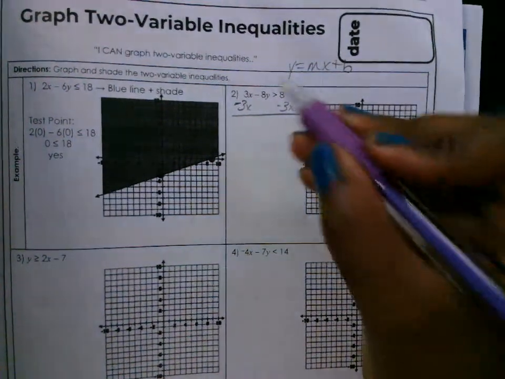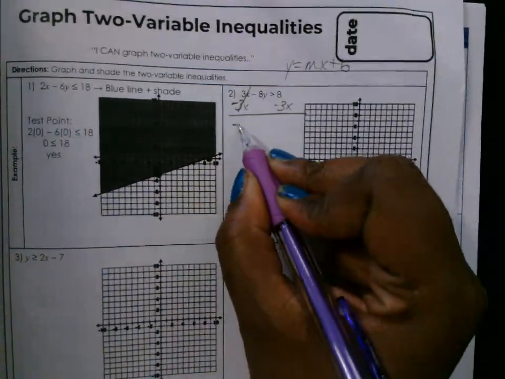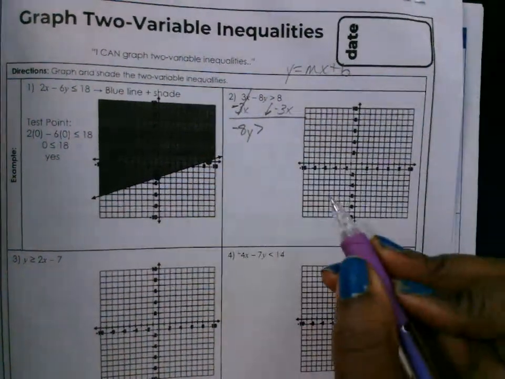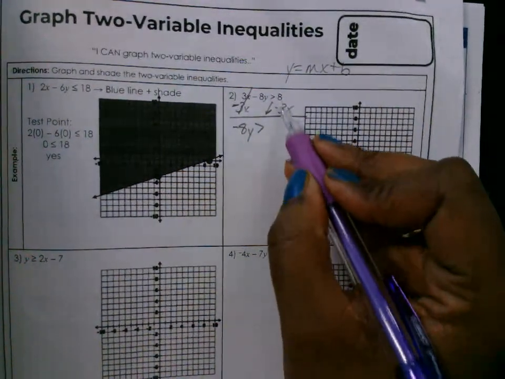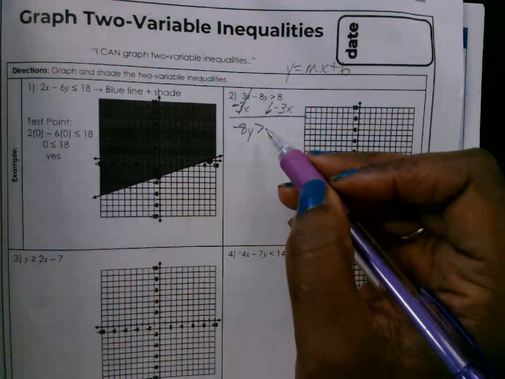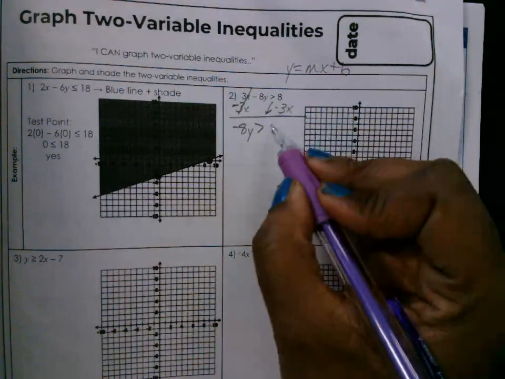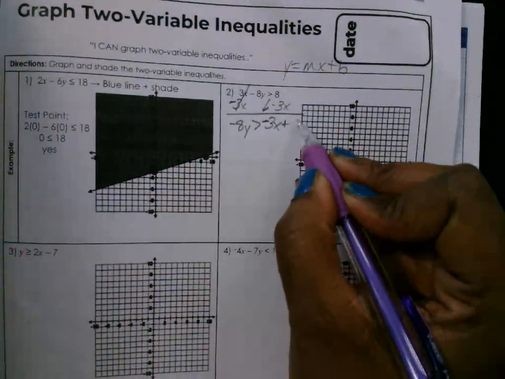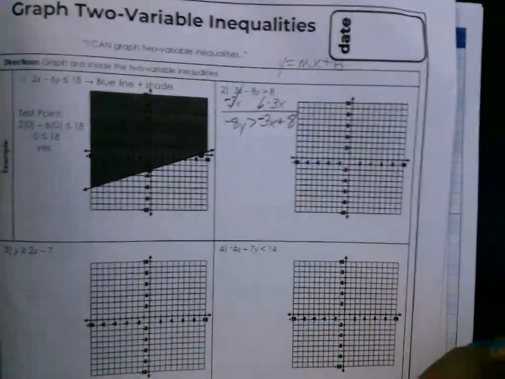When we subtract 3x on both sides, this gives us a negative 8y. Bring down the inequality, which is a greater than. You can't combine them, so bring them both down. Does it matter which one you write first? No. I'm just choosing to write the x term first, and then I'm going to write the b. Okay?